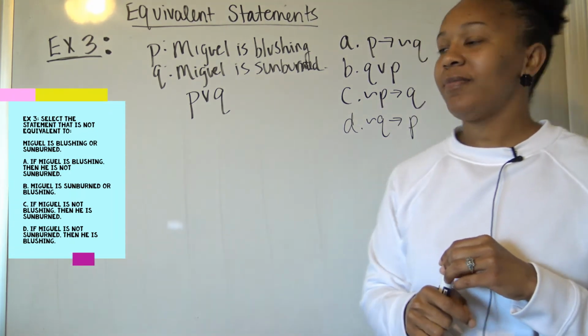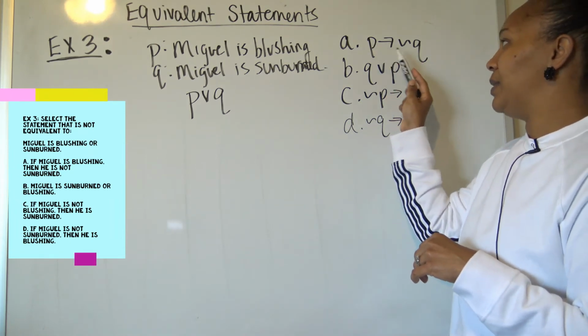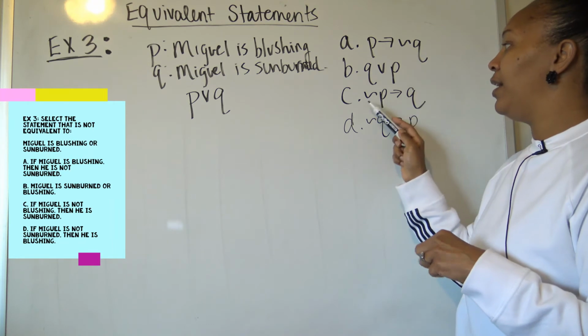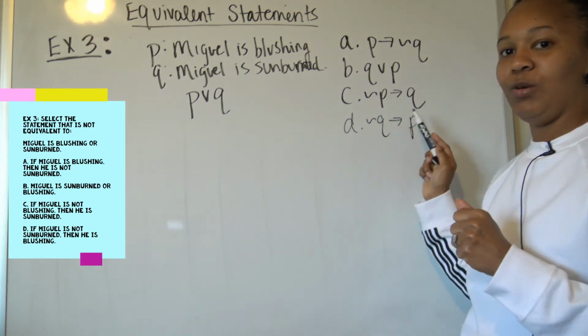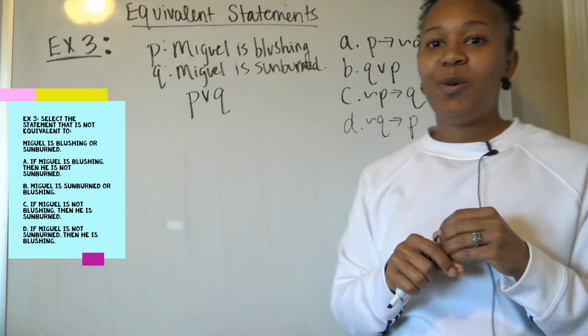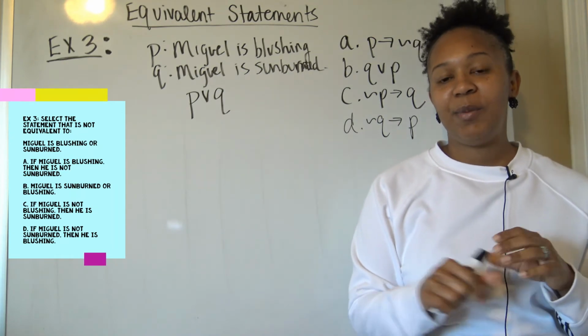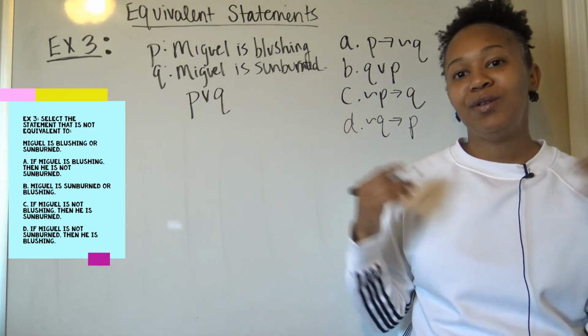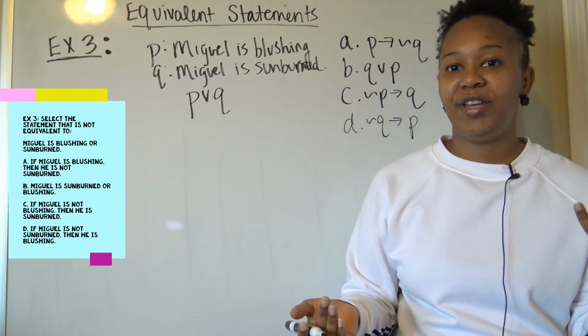Okay. So this will be all of our statements in symbols. If P, then not Q. Q or P. If not P, then Q. If not Q, then P. Alrighty. So what we want to do is we want to go through and determine which of those statements are equivalent to our original statement P or Q. So that means we need to do a truth table for each of these.